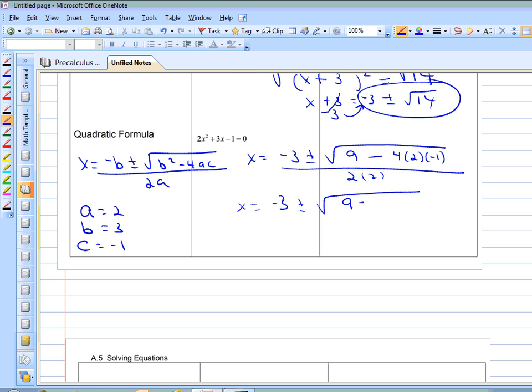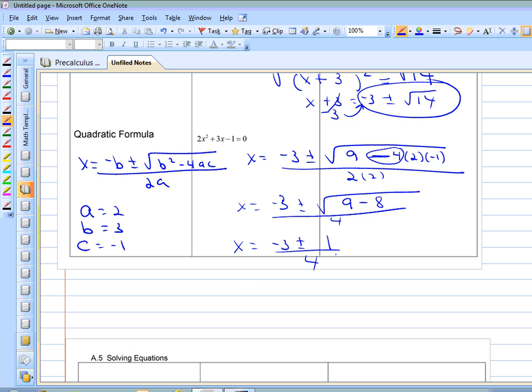So we have 9 minus 4 times 2, negative 4. Make this a negative 4. So negative 4 times 2 is negative 8, but negative 8 times negative 1 is a positive 8. And we have 9 minus 8, which is 1, all over 2 times 2, which is 4. So we have x equals negative 3 plus or minus the square root of 1. Square root of 1 is 1, all over 4.